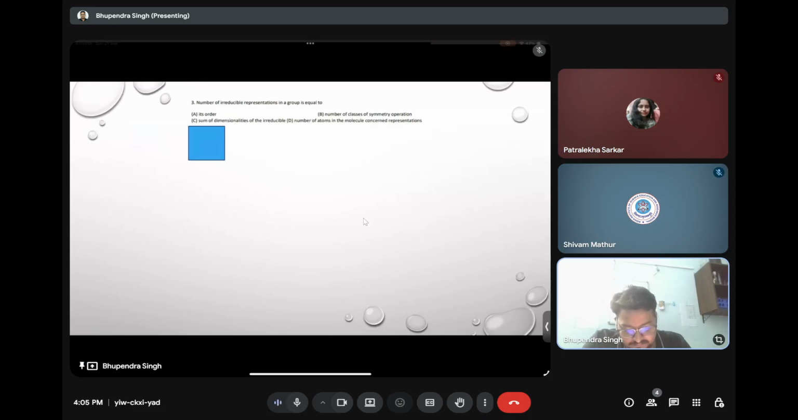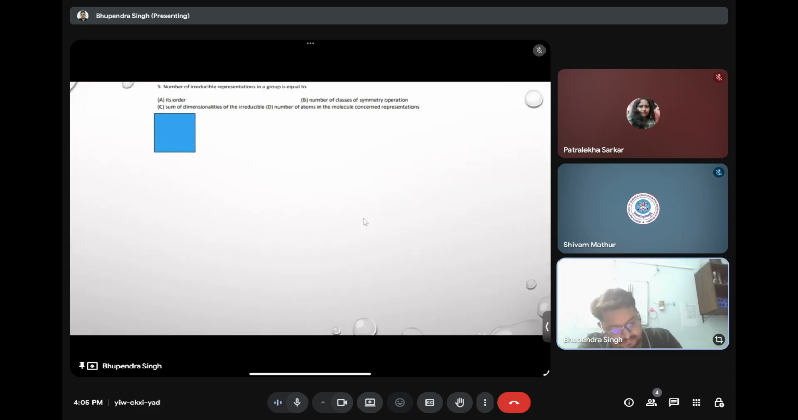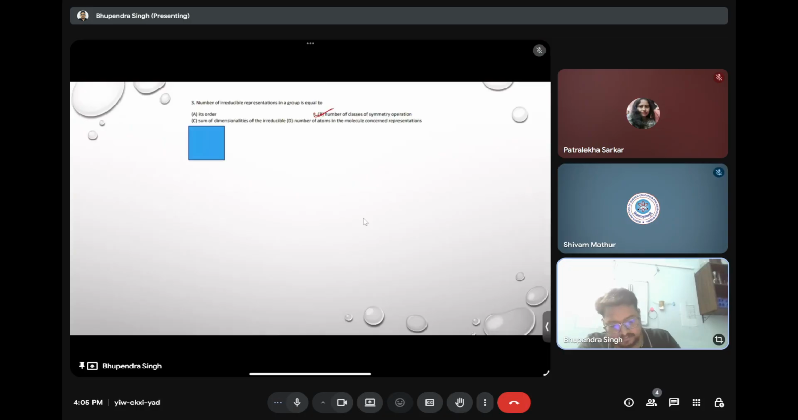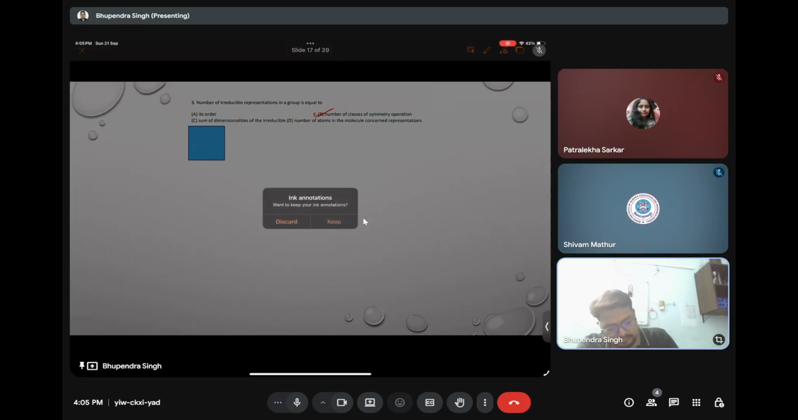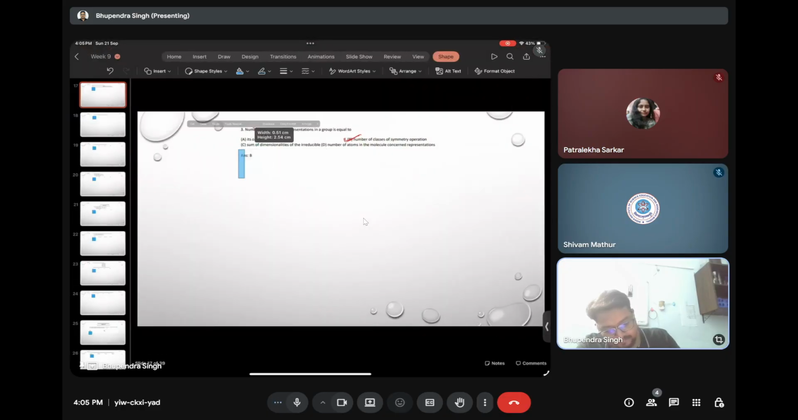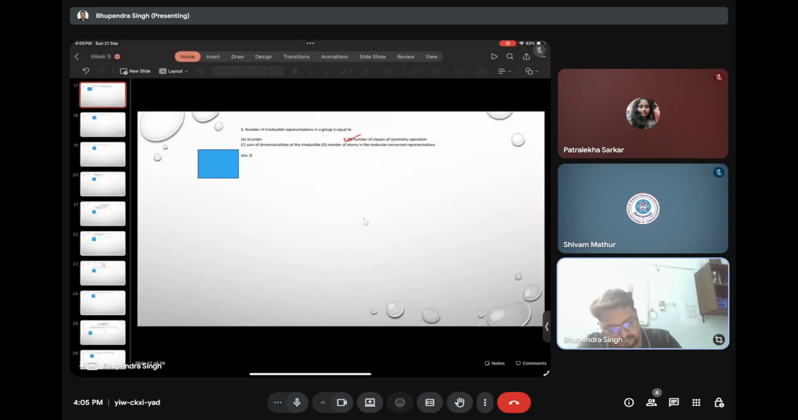Question number 3 is saying the number of irreducible representations in a group is equal to. The number of irreducible representations in a group is equal to the number of classes of symmetry operations. So the answer to this question should be option B. This we know, right? Okay.